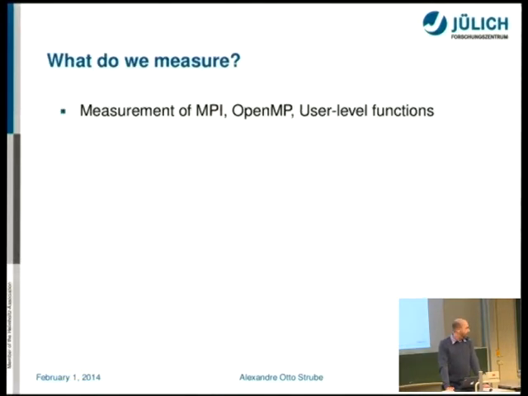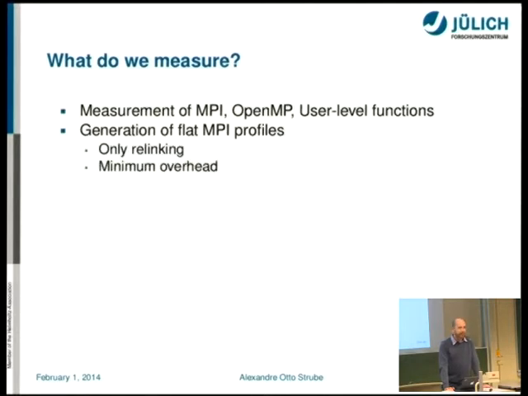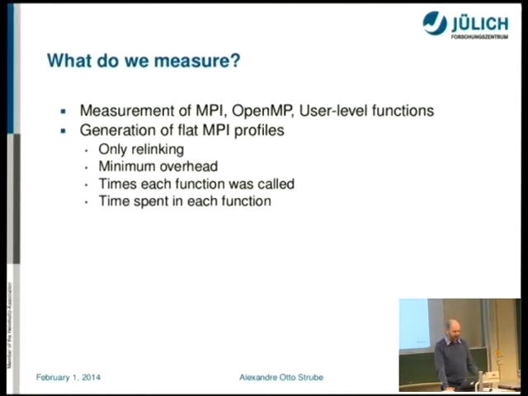So, what do we measure? As I mentioned at the beginning, we measure MPI, OpenMP, and your functions, user functions. We can create MPI profiles. This is very simple. You just link your code against our library, and this runs really fast. It doesn't disturb your execution that much. This shows how many times the function was called, how much data was sent, how much time each function took. It's like a profiler, but parallel.